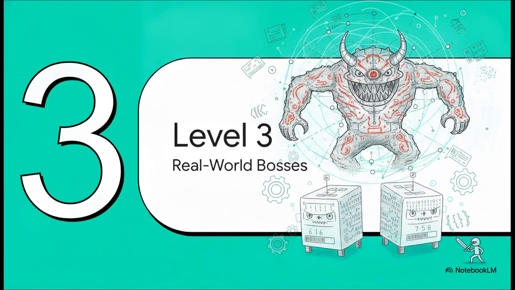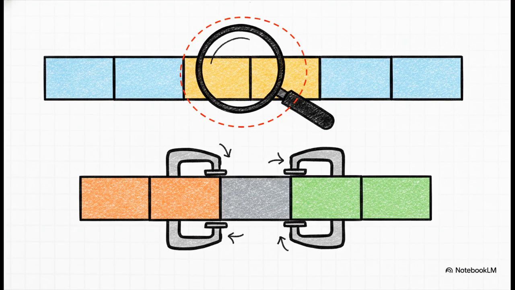Level 3: real-world bosses. Let's move to the next phase and see how this all builds up into complex real-world systems. Our first boss is the add bold tag and string problem.